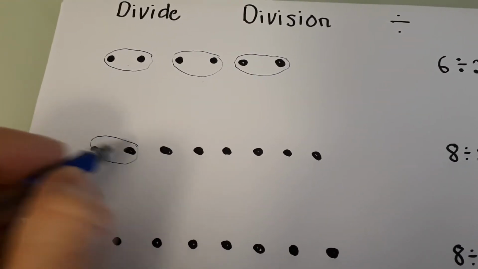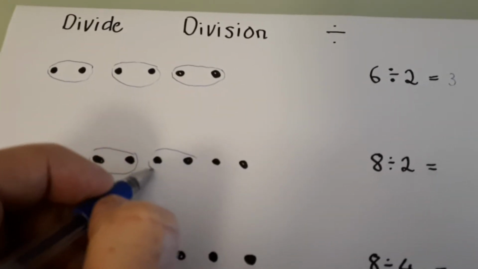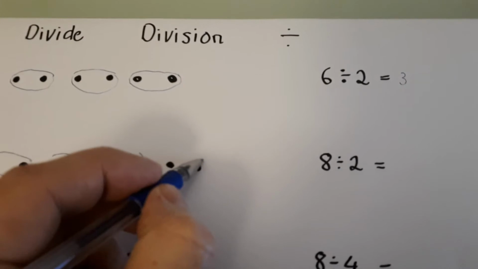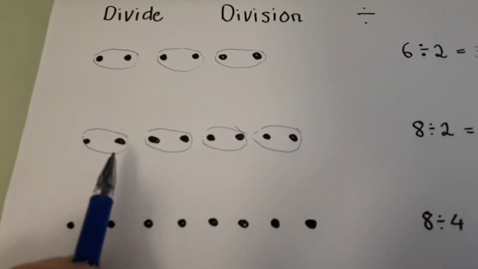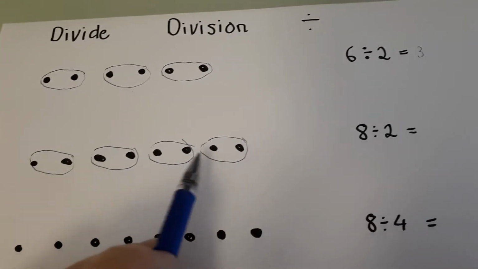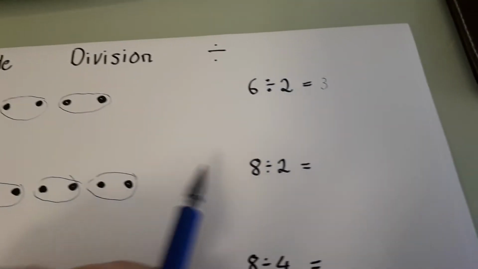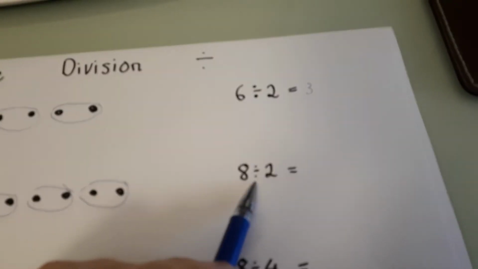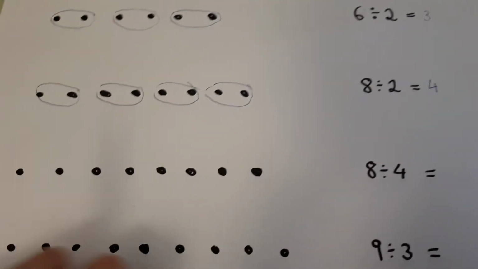There's one group of 2. There's another group of 2. There's another group of 2. And there's another group of 2. So if you look there, you'll see I have 1, 2, 3, 4. I have 4 groups of 2. So 8 divided by 2 will be 4. I have 4 groups of 2.